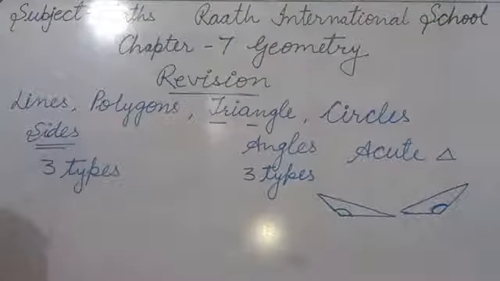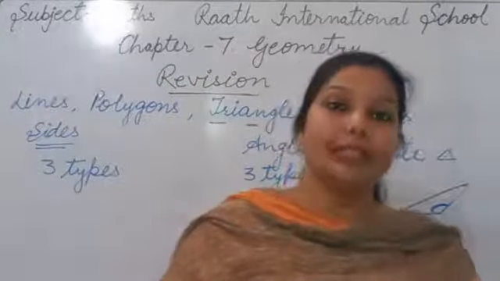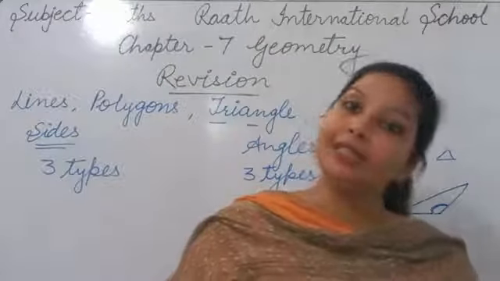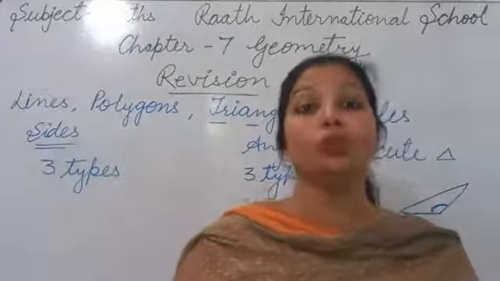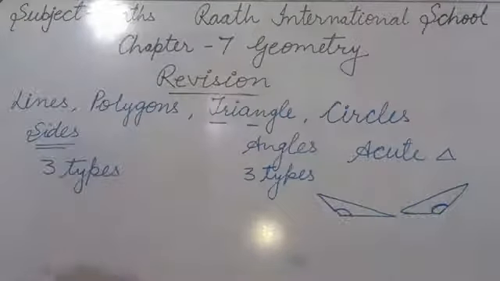Whenever you have one angle more than 90 degrees, that is an obtuse angle, so that triangle is known as an obtuse angle triangle. Here we can say it is an obtuse triangle. Clear? So these are the types of triangle.